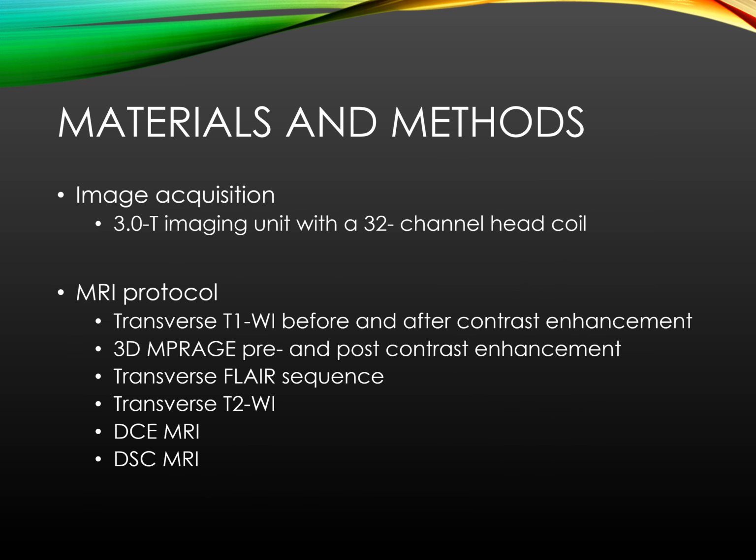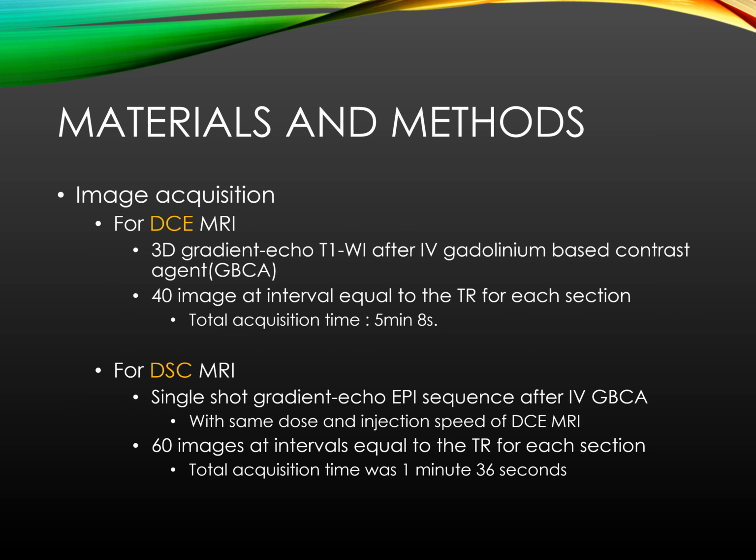All MR images were acquired using a 3 Tesla imaging scanner with a 32-channel head coil. The MRI protocol is shown in this slide. For DCE MRI, 3D gradient echo T1 weighted image was acquired after the intravenous injection of GBCA. 40 images were obtained at the same intervals of the TR for each section. DSC MRI was performed using a single-shot gradient echo EPI sequence after IV GBCA. 60 images were obtained at the same intervals of the TR for each section.